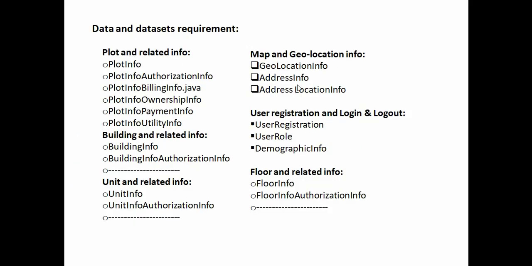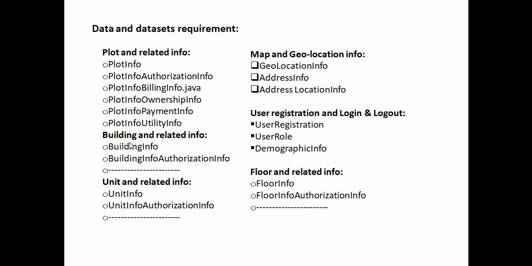So here were the requirements, the data set requirements. There was a lot of discussion about which data set has to be maintained and which data belongs to which data set. So you see the plot and the plot information. The plot has its own authentication information, and the billing information, ownership information, payment information and utility information. And the same for buildings.